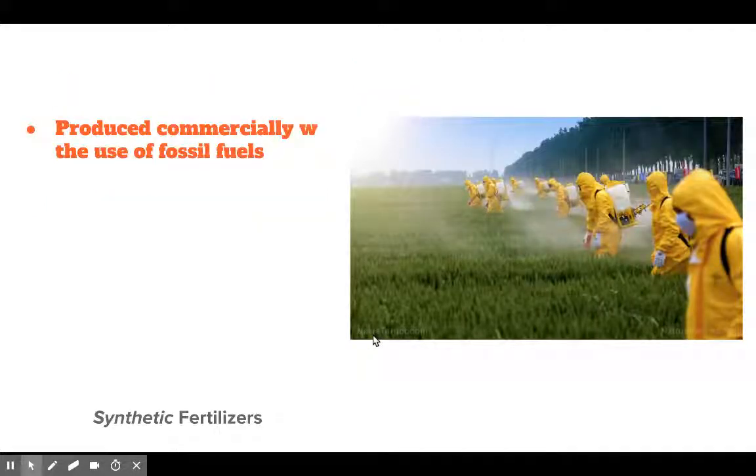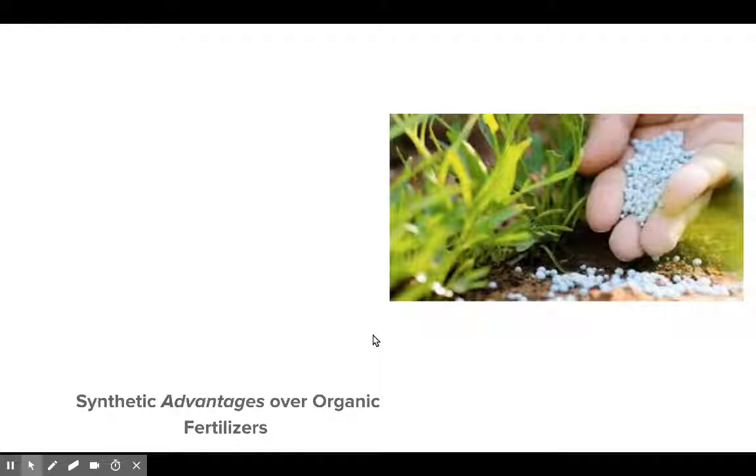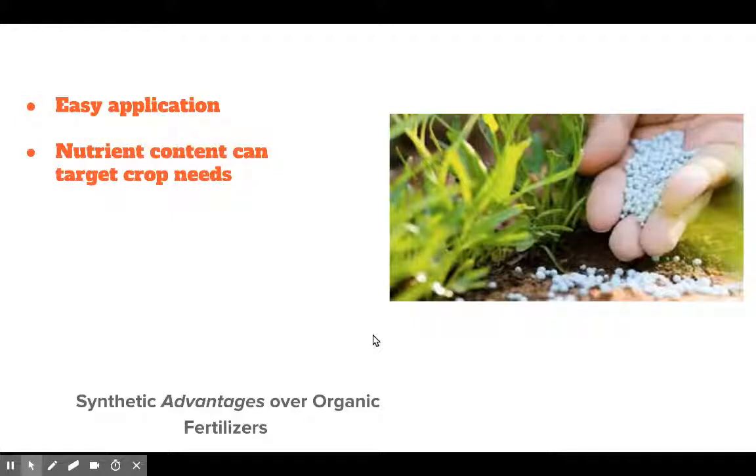With these, we're using tremendous amounts of fossil fuels just to create them. They're highly concentrated, which results in high crop yields. You have this efficient way of giving nutrients to the plant. The plant uses these nutrients, giving you more food. And again, the advantage is you can easily apply it. And like we looked at with the NPK, certain plants need a certain amount of nitrogen, phosphorus, and potassium. In this case, you can make it so whatever the plant needs, you can get it to it, and it is also easily absorbed and usually water soluble.